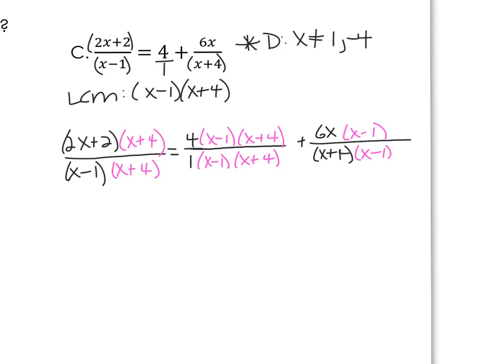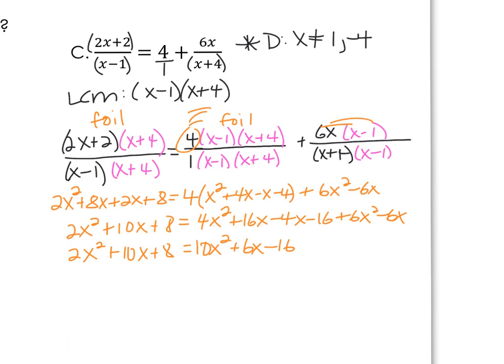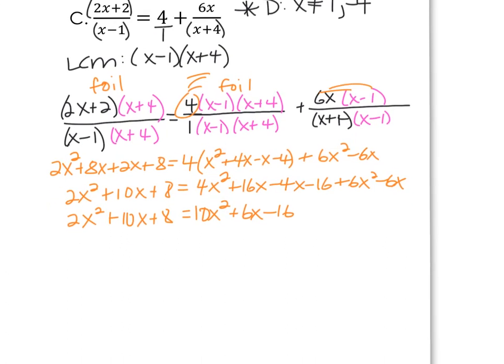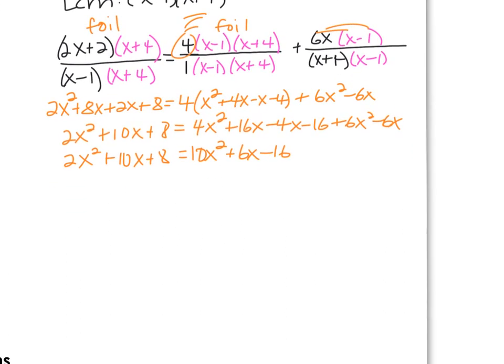Here's what I'm going to have you do. I want you to try this. Go ahead and FOIL on the left-hand side, FOIL on the right-hand side, then distribute the 4, and then distribute the 6x into that parenthesis. Once you think you've done all that work, press play, and that'll save us a little bit of time in the video. On the left-hand side, I ended up with 2x squared plus 10x plus 8, and on the right-hand side, 10x squared plus 6x minus 16. If you did not get those values, pause the video, and make sure to add that into your note packet.